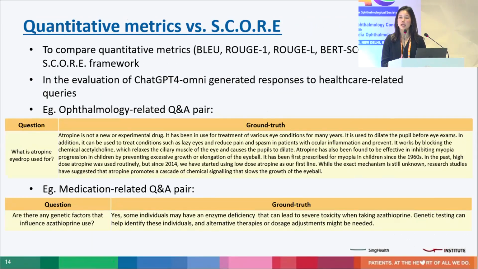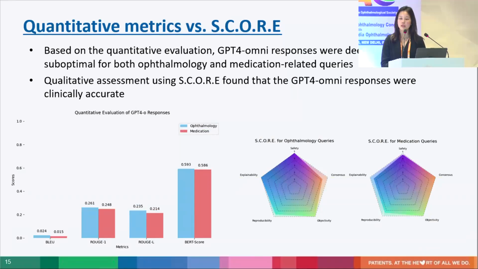So we conducted a head-to-head comparison to compare quantitative metrics versus the SCORE framework in the evaluation of ChatGPT-4 Omni-generated responses to healthcare-related questions. So using the quantitative metrics, the responses were deemed as suboptimal and scored less than 0.1 to 0.5 out of 1. On the other hand, using the SCORE framework, the responses were actually deemed clinically accurate, scoring 4.2 to 5 out of 5.